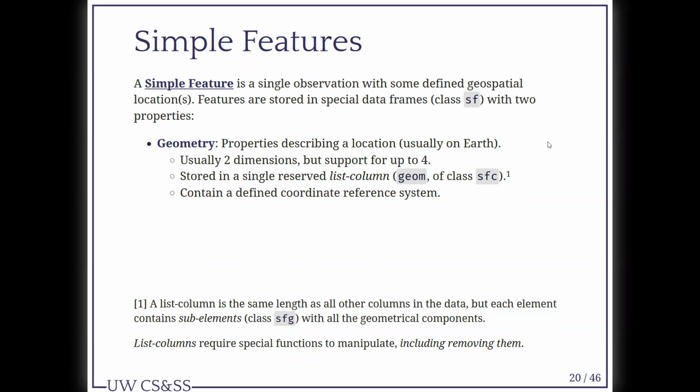Okay, so this is stored in a single reserved list column. So the column itself is a list of class sfc and contains a defined coordinate reference system. Sometimes you'll be working with simple feature data and you'll be like, this only has 100 rows. Why is it taking so long for me to open it or change a column? It's because one of those columns is a whole list that's full of all of the possible shapes of how you're going to map the stuff. And those can get quite large.